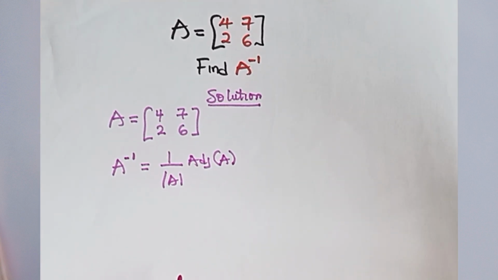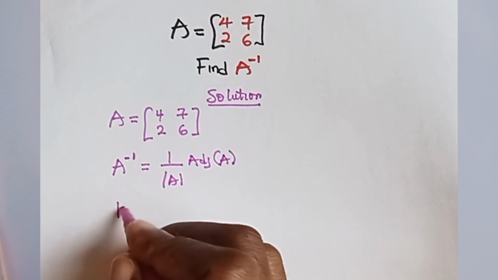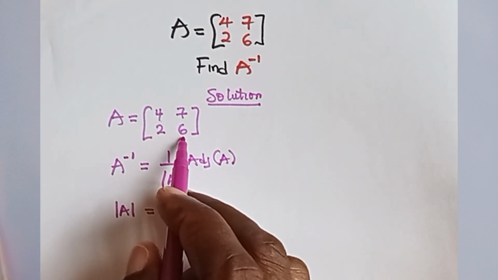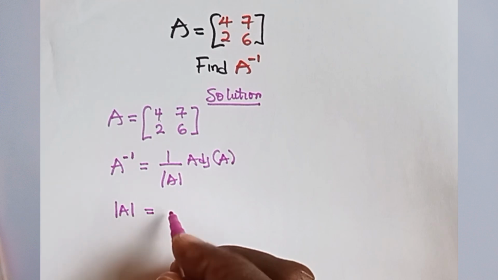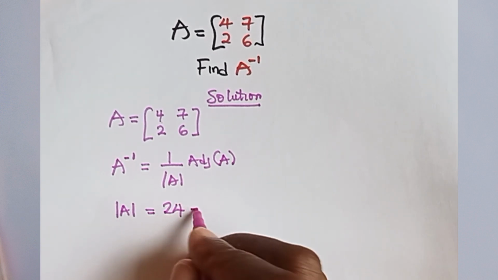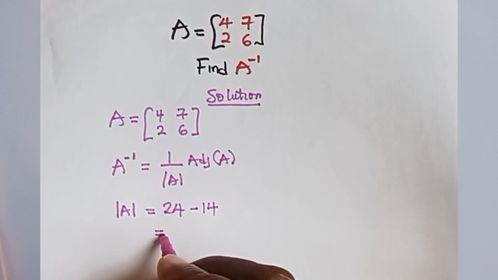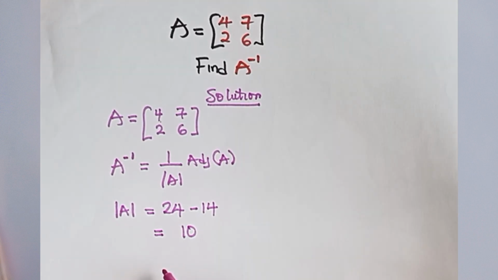So let's find the determinant. The determinant will give us 4 times 6, which is 24, minus 2 times 7, which is 14. So our determinant gives us 10. That means that this matrix is invertible.